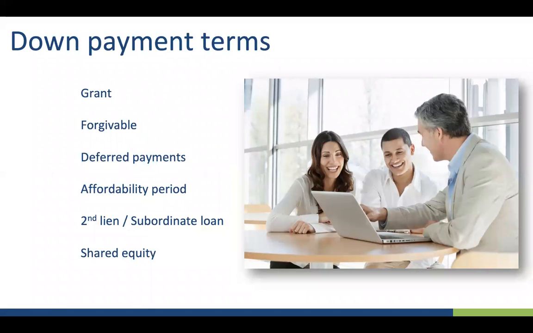Now, I've already used a lot of terms here to describe down payment assistance programs and the features of them. So some of the things you may hear, we talked about grants. That's a true gift. If it's not a grant, then you're going to have a second lien or subordinate loan. That just means that the down payment assistance is in the form of a loan up front and is subordinate to the first mortgage, the primary mortgage. Now, those DPAs may be deferred, payments may be deferred. There may be an affordability period over which payments are deferred or the loan is forgiven.